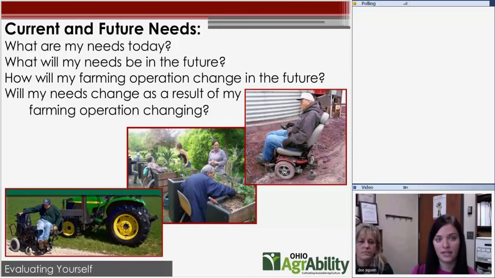So what are your needs today as a farmer and also outside? What will your needs be in the future? How will your farming operation change in the future if you're thinking about downsizing or possibly upsizing your farm, taking those into consideration on the type of mobility device that you need for short distances, for long distances, to access certain livestock areas or barns.